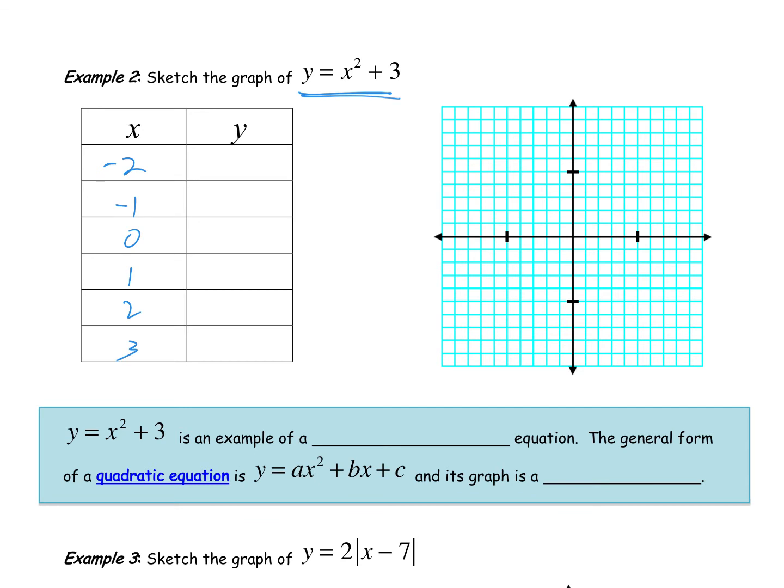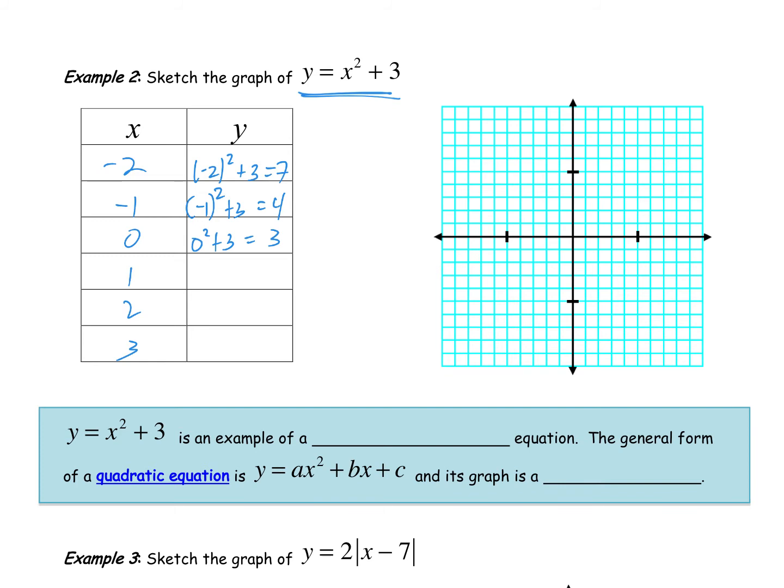So if x is -2, we would have -2 quantity squared plus 3. 4 plus 3 is 7. When x is -1, we have -1 squared plus 3. 1 plus 3 is 4. When x is 0, we have 0 squared plus 3. So that's going to be 3.